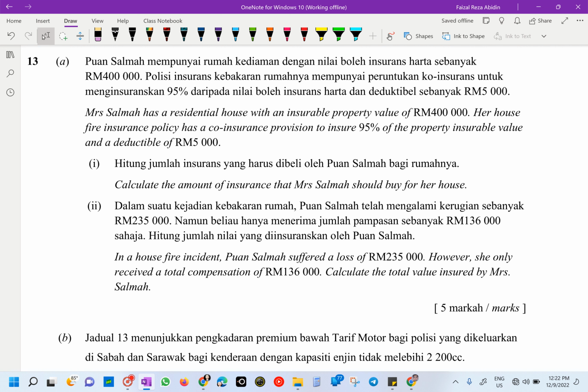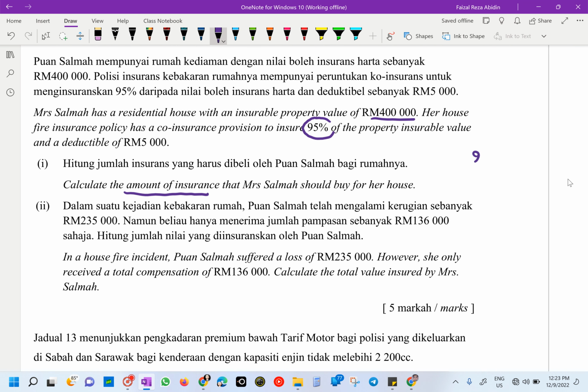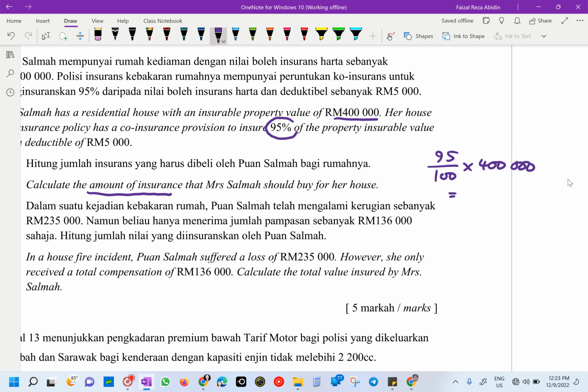So, how do we find the amount of insurance? You are going to get 95% out of 400,000. That's all. Just like that, teacher. Yes. 95% out of 400,000, that's 1 mark. The answer here is going to be 380,000. Another 1 mark given here. 1 mark is for the calculation, 1 mark for the answer.